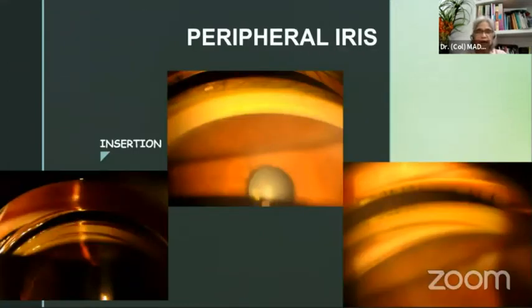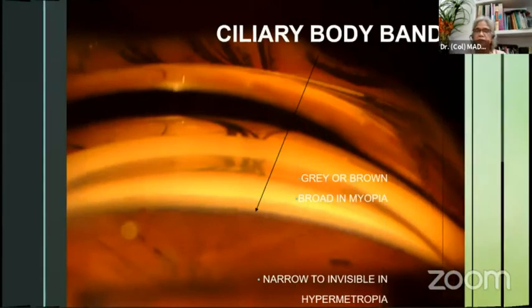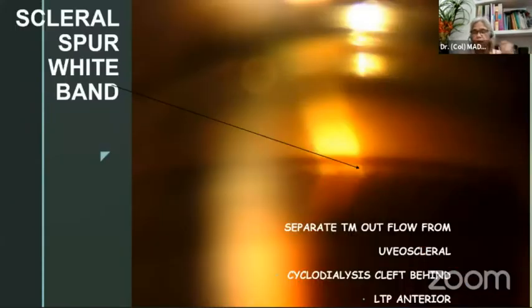So the peripheral iris, now where is it inserting? Normally it's inserting at the ciliary body band or scleral spur, but it could be even anterior. And if it's more anterior, these are usually the congenital glaucomas or JOAGs. Coming to the ciliary body band, if you see the ciliary body band in any gonioscopy, be sure this angle is not likely to close, you are good. Then if we see the scleral spur, also we are very sure that this angle will not close.